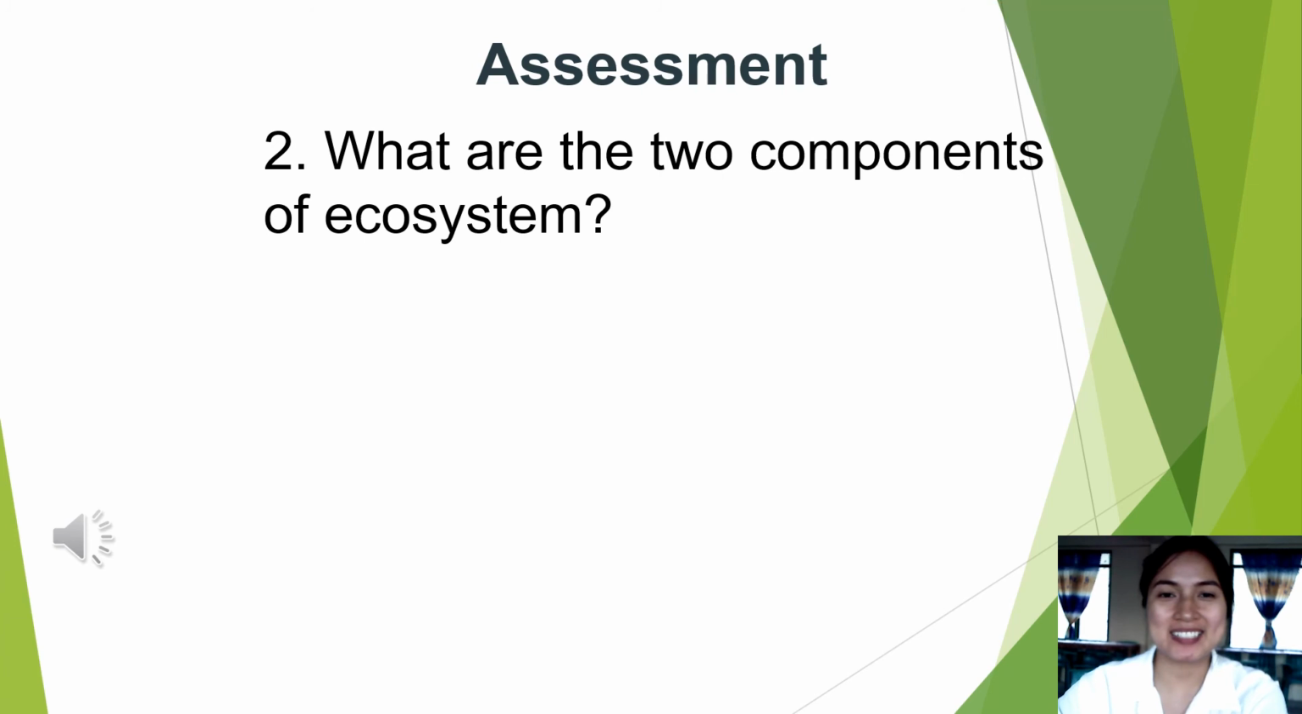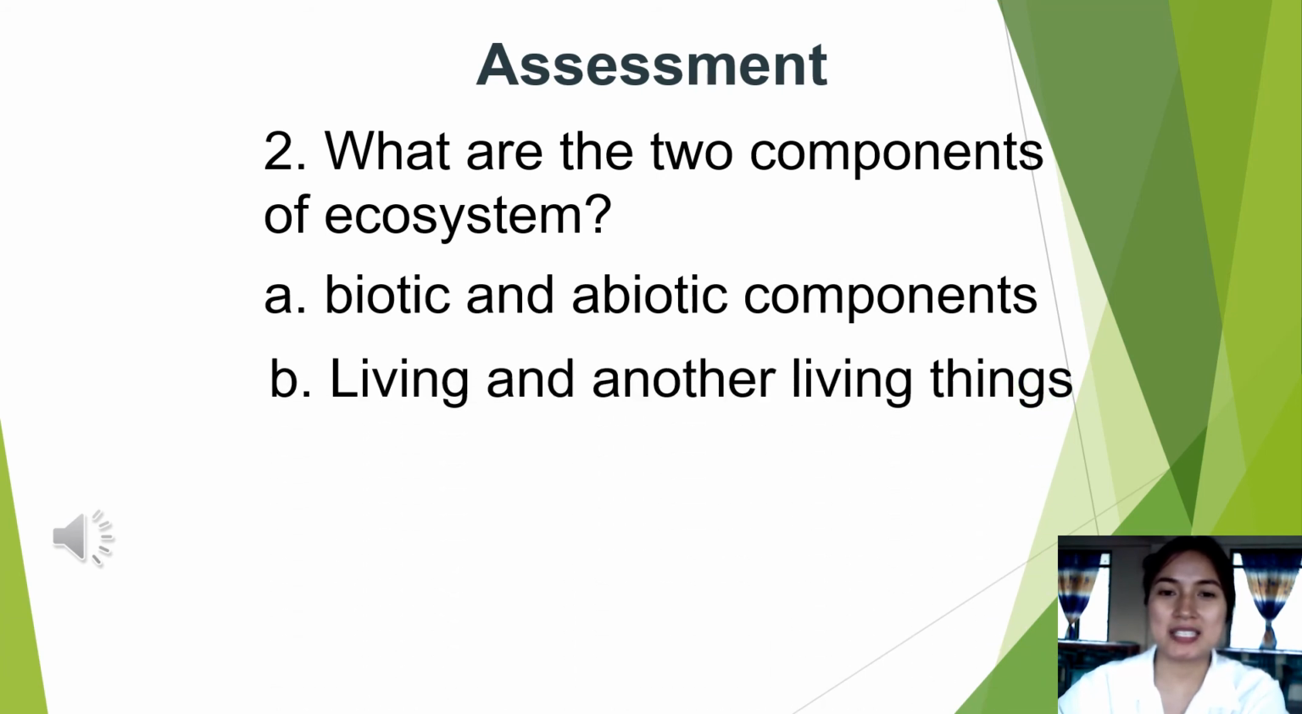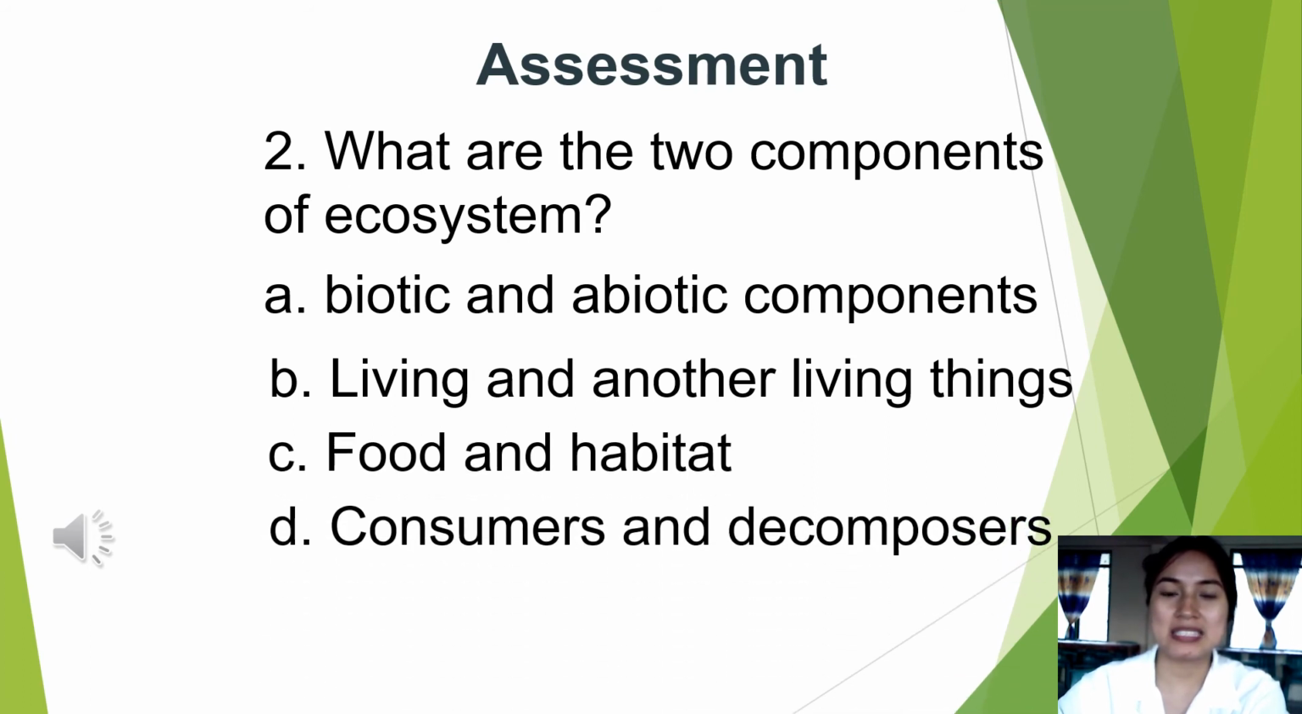Okay, for the next item, what are the two components of ecosystem? A, biotic and abiotic components. B, living and another living things. C, food and habitat. D, consumers and decomposers.